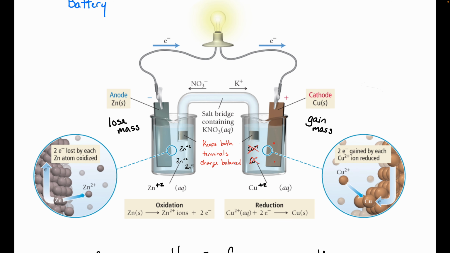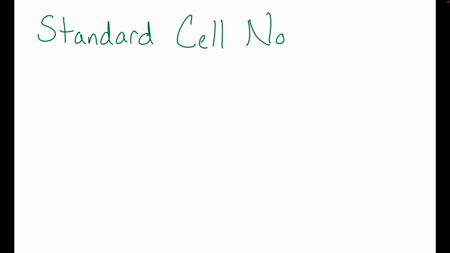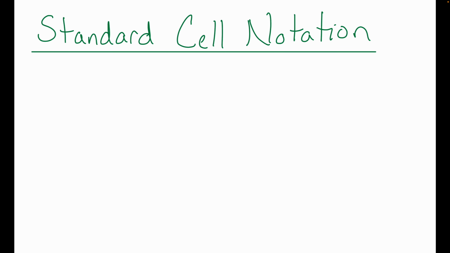Cool. All right. So first thing, anatomy of a battery, check. Now we're going to learn how to turn this battery's contents into what we call standard cell notation. All right, this is this shorthand to summarize a battery's contents.